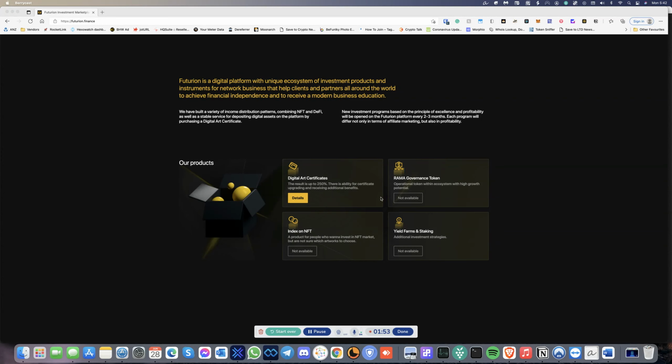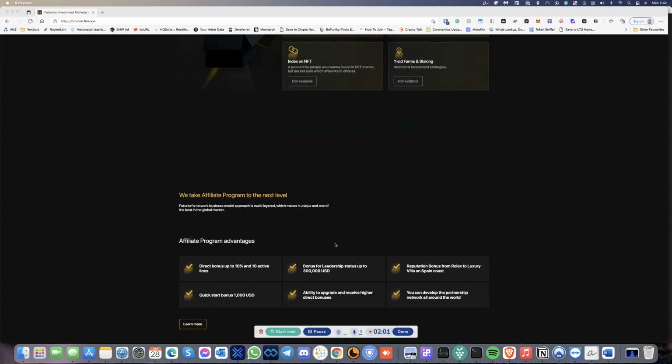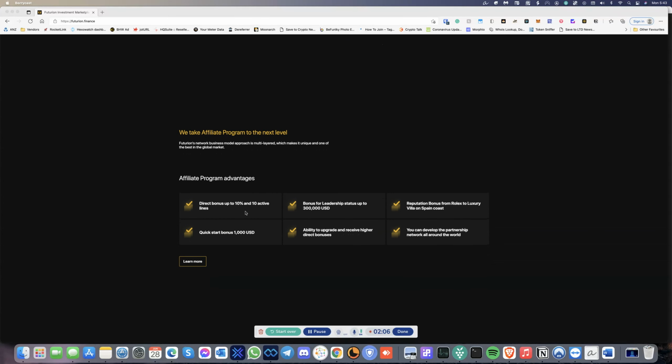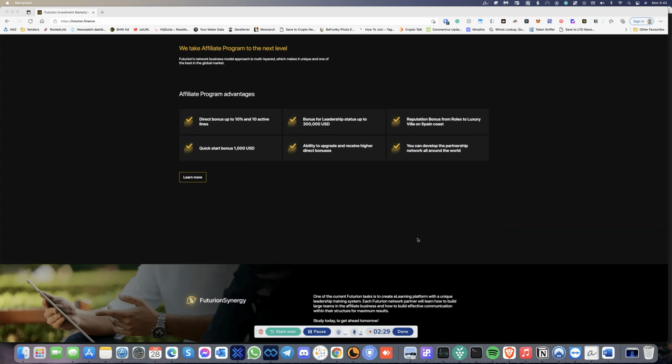These are some of the other tokens and products they're coming with in the future. And then, of course, they've got an awesome affiliate system. They have a direct bonus that pays up to 10% and up to 10 lines. They have a quick start bonus of $1,000 USD, and a bonus for leadership startups status up to $300,000 USD. There's the ability to upgrade and receive higher direct bonuses, and a reputation bonus from Rolex to a luxury villa on the Spain coast. And you can develop partnership networks all around the world.